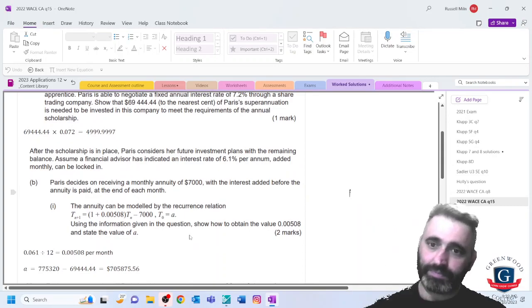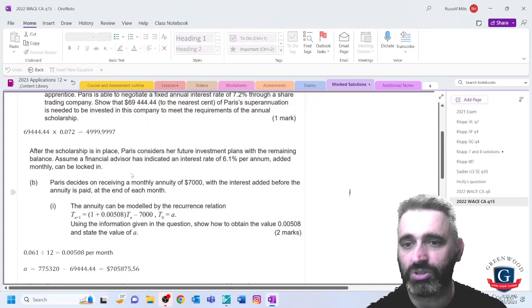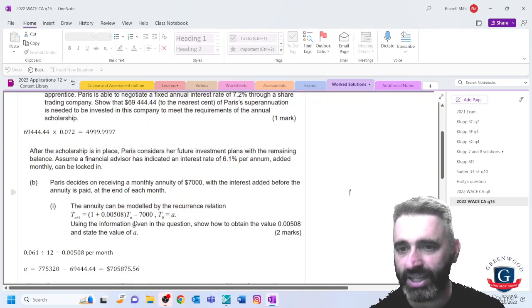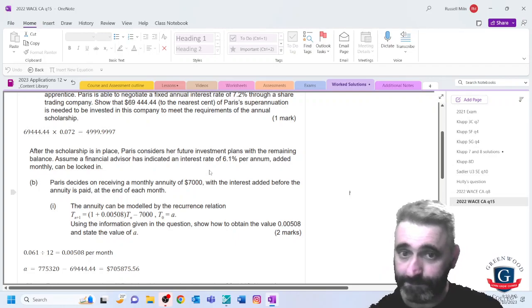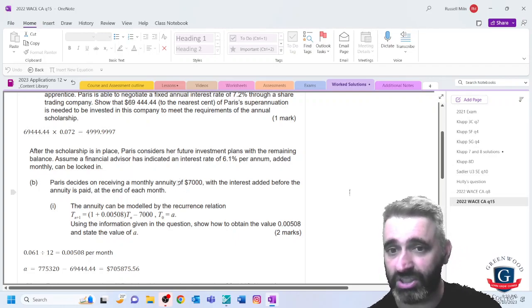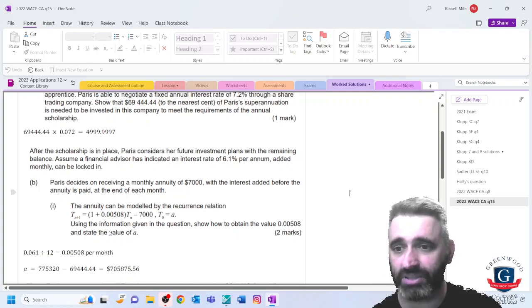For part B, they wanted you to build an annuity. They gave you the formula and they wanted you to work out A, why this figure was used, and B, what A is. So this part here says you need two things. You need to show how to get that figure and state what this is. I realized that that figure was just 6.1% divided by 12, because you're receiving the annuity monthly, so the interest is calculated monthly. So you'd have to divide it by 12 to get that figure.